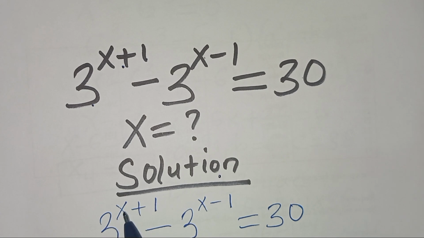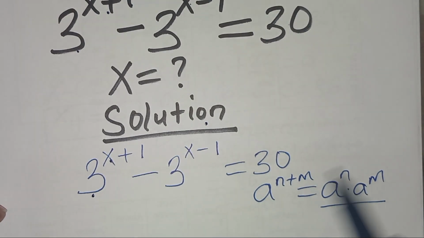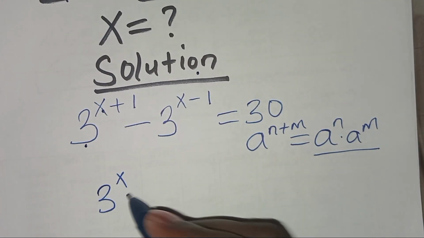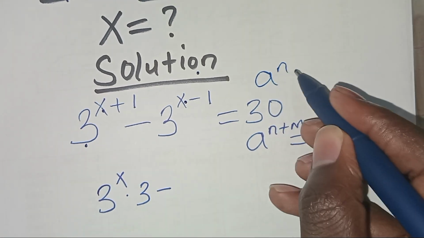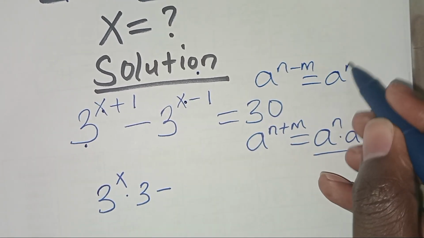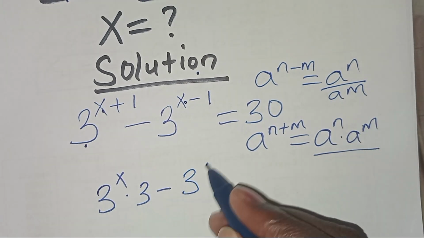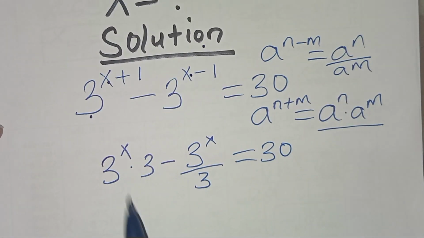Now we find that 3 to the power x plus 1 is in the form of a to the power n plus m, which you can express as a to the power n multiplied by a to the power m. Applying this identity, that means this is 3 to the power x multiplied by 3, subtract 3 to the power x minus 1, which is in the form of a to the power n subtract m, which we can express as a to the power n divided by a to the power m. Applying this property, this is 3 to the power x divided by 3, equal to 30. Now we can see that 3 to the power x is common.